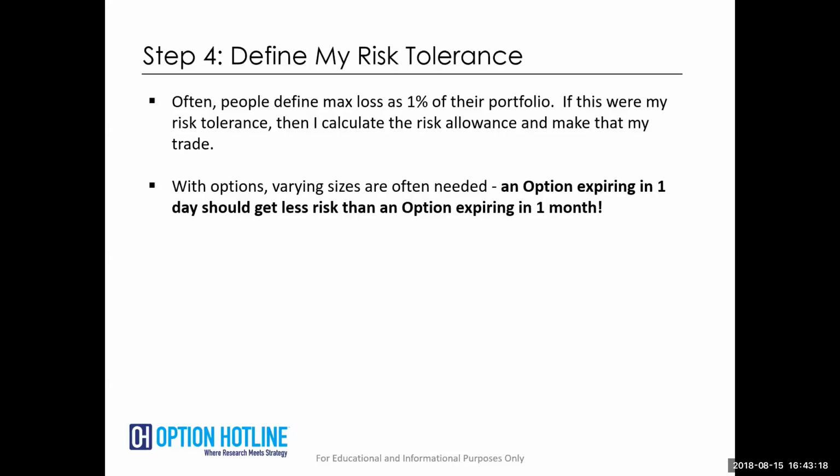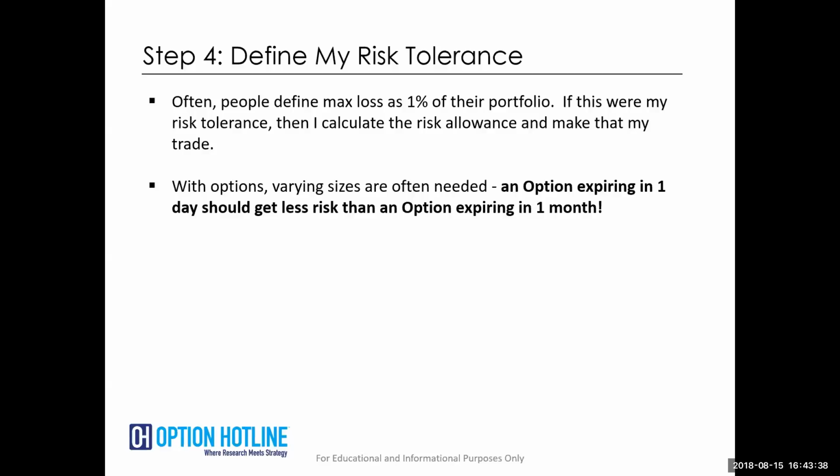So let's say I want to risk 1% of my portfolio, which is kind of a standard number that a lot of people press for. Then I know that if this trade goes wrong, I'm only going to lose 1%. If I have a $100,000 account, I'll risk $1,000. If I have a $10,000 account, I'll risk $100. And that's it.